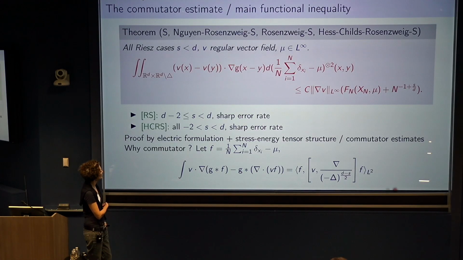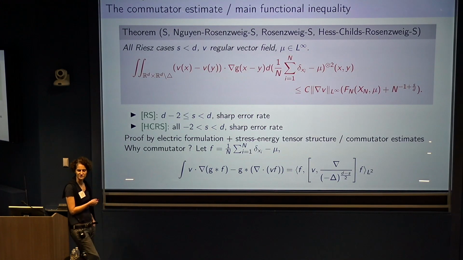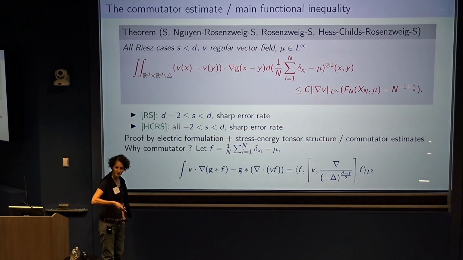No, it's not a D. Yeah, you can go to negative S's. Then the interactions are not singular. So maybe if you want, if that troubles you, just put 0 here. Okay, just put 0. But minus 2 is a natural threshold.